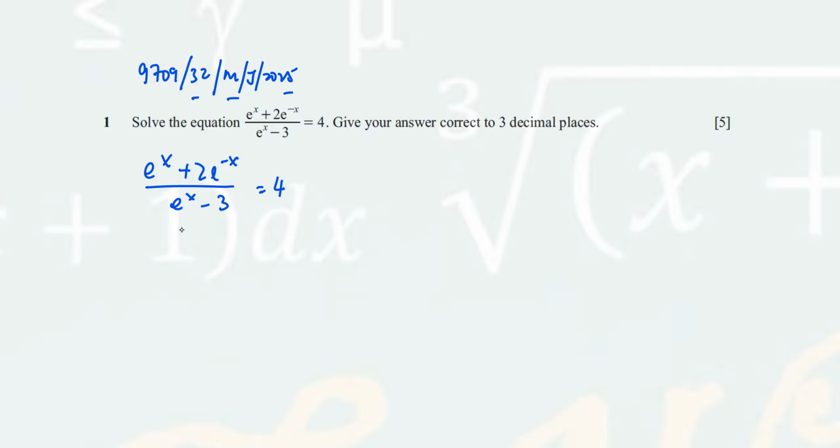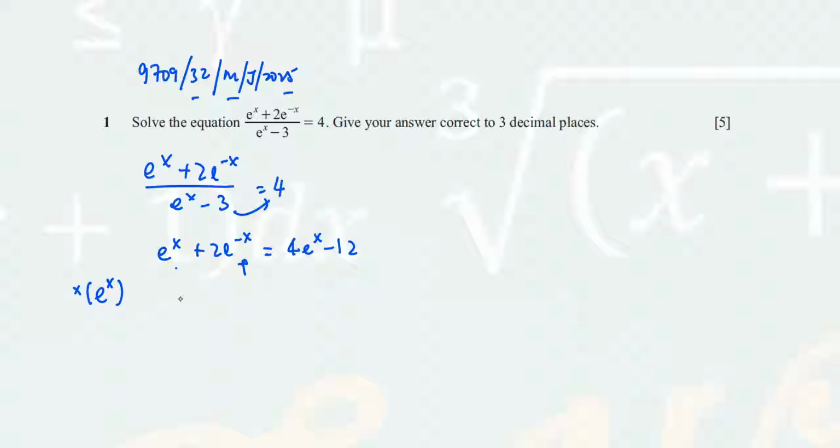Okay, so from here, I will just move the denominator to the right side. Then it becomes e^x + 2e^(-x) equals 4 times e^x, which is 4e^x, 4 times minus 3 is negative 12. Then from here, since you have e^(-x), we will just eliminate this term by multiplying e^x to the whole equation.